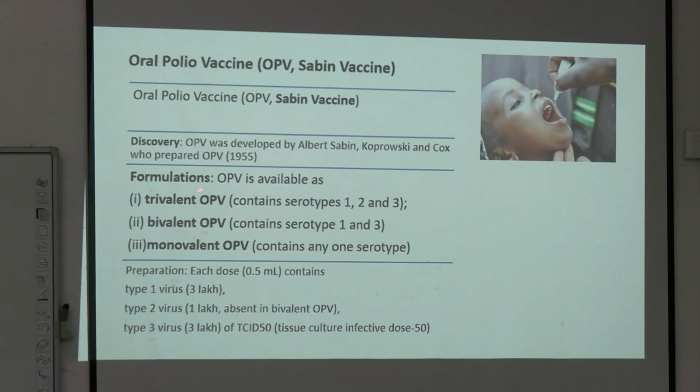The first type was the trivalent OPV. তিনটেই আছে, 1, 2, 3. Then you have a bivalent OPV, which is 1 and 3. Then you have a monovalent OPV. Now, what was the problem with trivalent OPV?